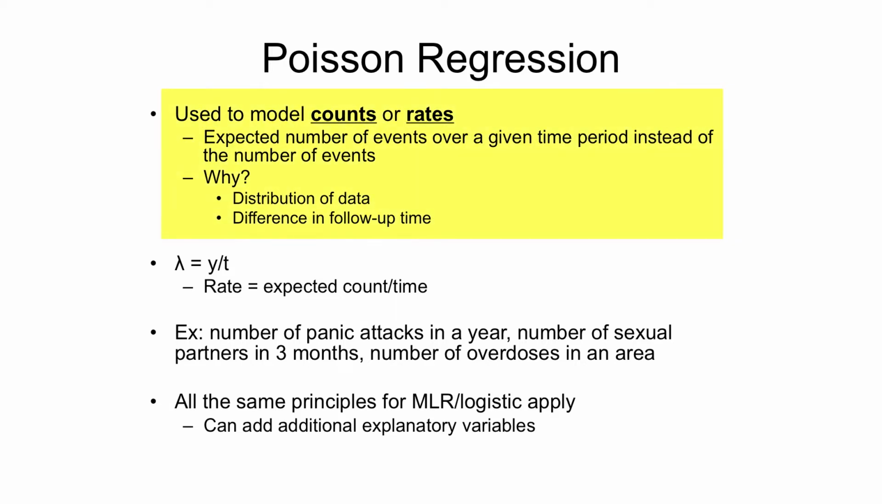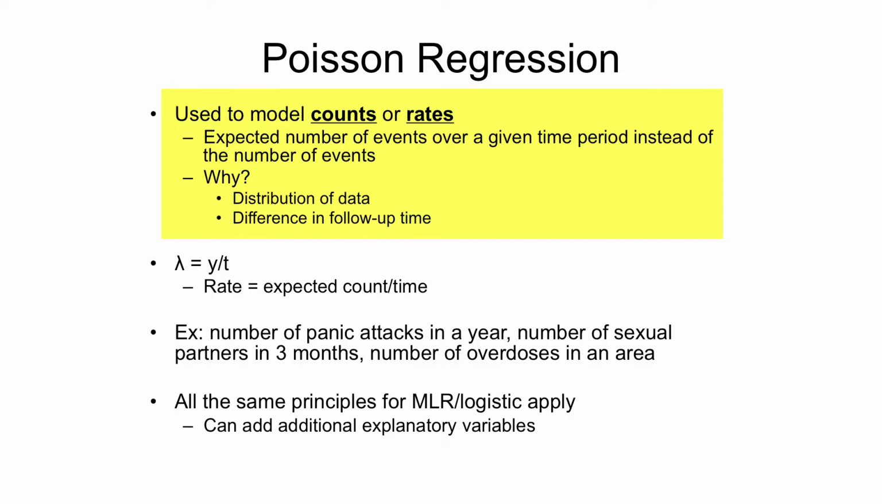Counts and rates incorporate time. These are the expected number of events over a given period of time. So why don't we just use linear regression to model a count or rate? Why do we use Poisson instead? The first reason is the distribution of the data. Counts follow a Poisson distribution rather than a normal distribution like we had with linear regression. Also, rates include follow-up time as the denominator, and Poisson allows us to account for differences in follow-up time for different study participants.